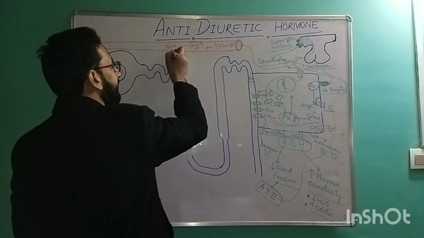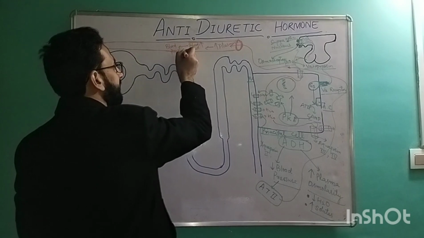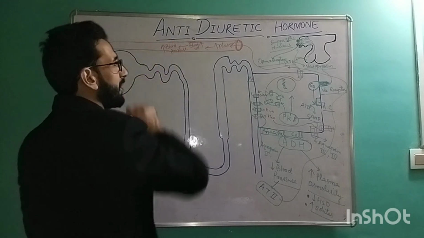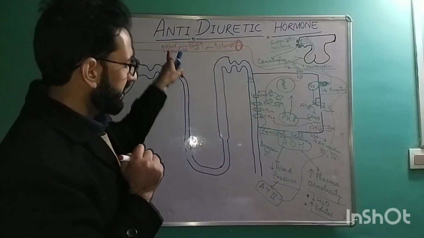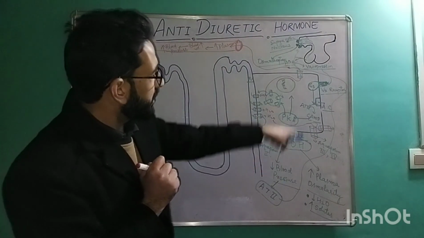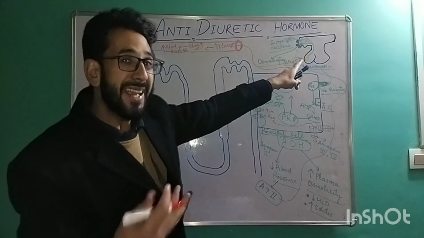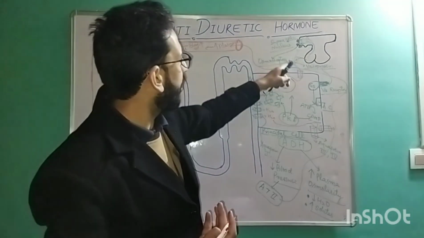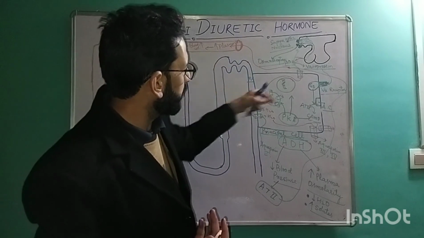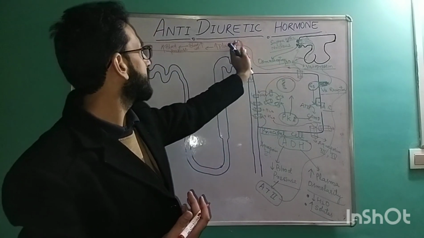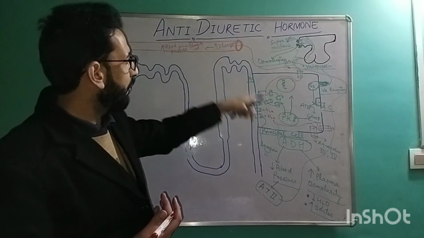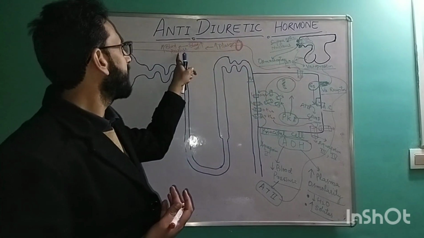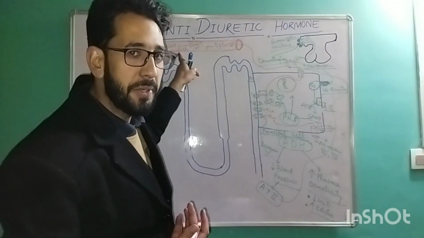That will definitely increase. Okay, so blood pressure will increase. So decreased blood pressure stimulated this. So our aim was to increase the blood pressure. So we have moved a lot of water from renal tubules into the principal cell back into the circulation, and ultimately we have increased our blood pressure.